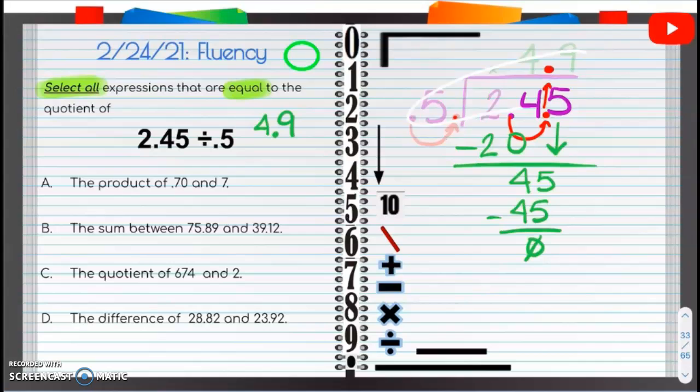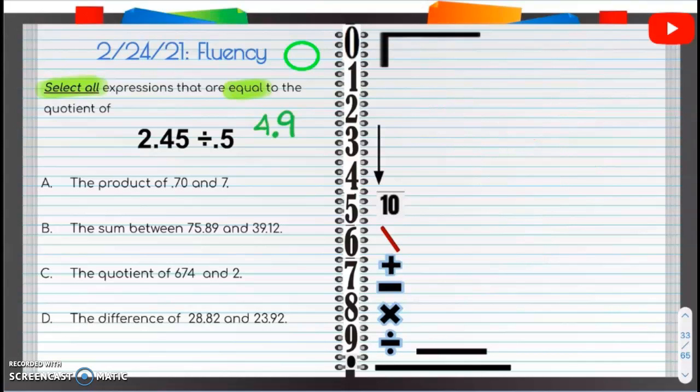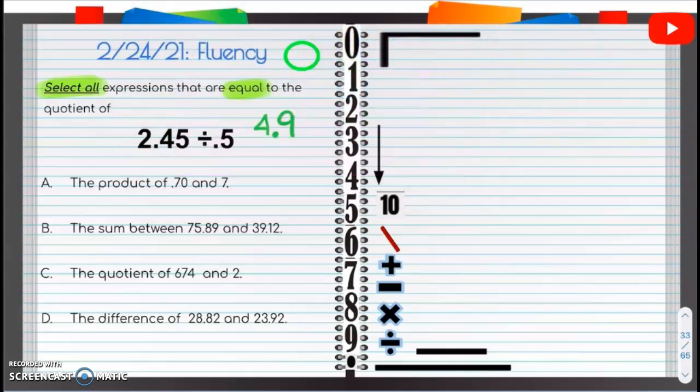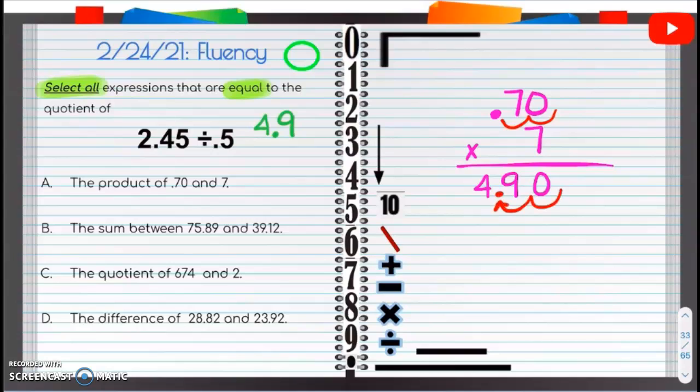All right, so I am going to, unfortunately, erase my beautiful work over here because I want to have as much room as I can. So product means we're going to multiply. When we multiply, we do not have to line up our decimals. We're going to push everything to the right. 70 hundredths times 7. 7 times 0 is 0. 7 times 7 is 49. How many places for our decimal? 1, 2. So 4 and 90 hundredths, or that's the same thing as 4 and 9 tenths.